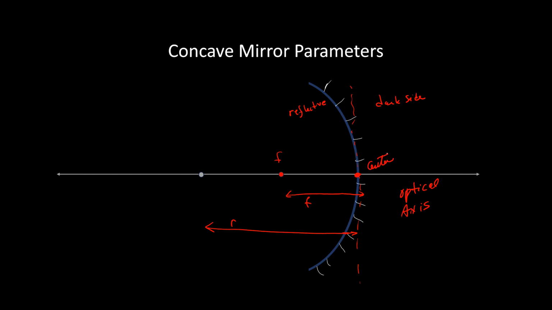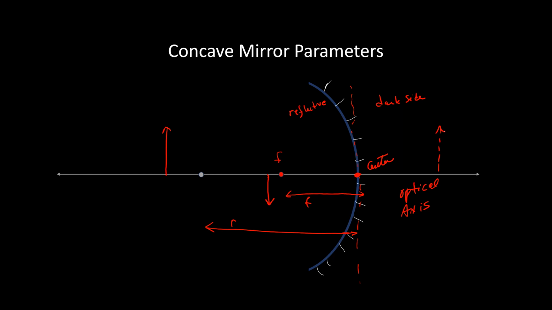Here, no light exists, dark side. Light happens only on this side. Objects will definitely sit here, and their image for a concave mirror could be either on this side or on this side. We'll see that later.